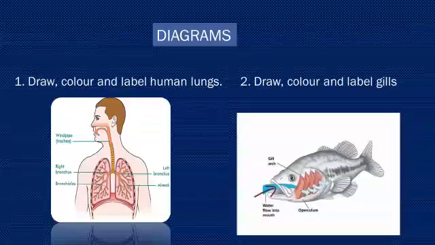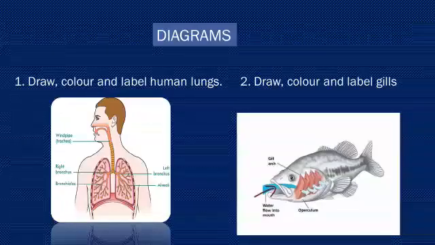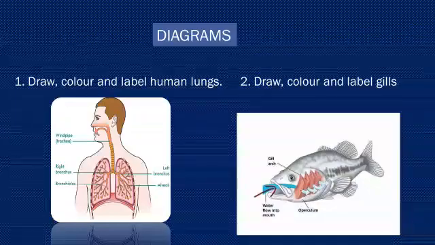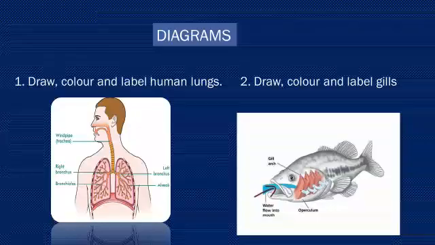So we have completed the explanation part of the lesson, Animal Lifestyle. Next you have to draw, color and label the human lungs and gills. You have to do this in your EVS notebook.